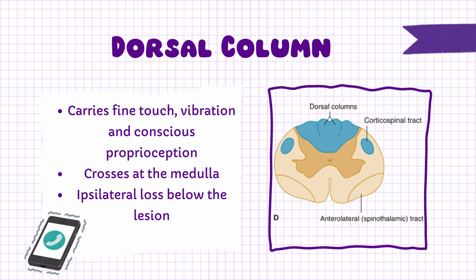This pathway, the DCML, carries fine touch, discriminative touch, like reading Braille, vibration sense, and conscious proprioception. Your awareness of joint position and movement. It involves two neurons. The first-order neuron enters the spinal cord and ascends ipsilaterally in the dorsal columns. Fasciculus gracilis carries signals from the lower body. Fasciculus cuneatus carries signals from the upper body. It crosses at the medulla, then ascends to the thalamus via the medial lemniscus.